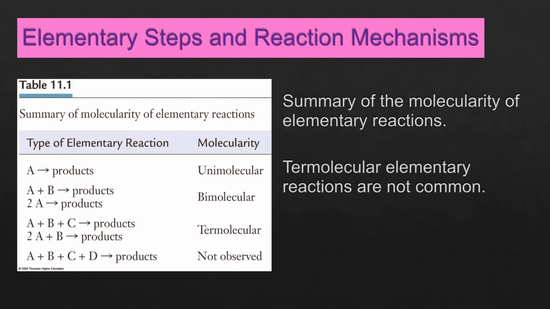If the sum equals 1, it is a unimolecular elementary reaction. If the sum equals 2, it is a bimolecular elementary reaction. If the sum equals 3, it is a termolecular elementary reaction. Sum equals 4 does not exist. Even sum equals 3 is extremely rare.